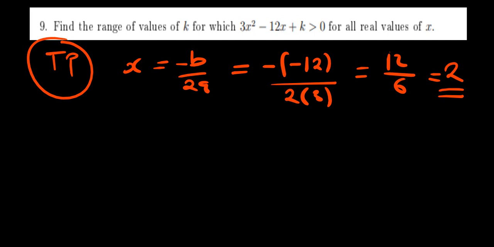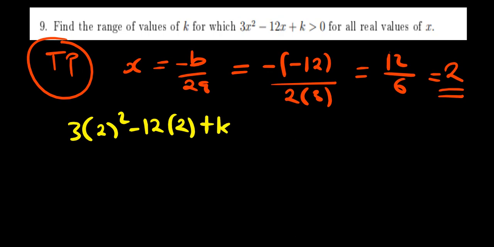Then what about the value of y? You get the same expression, and wherever there is x, you replace it with 2 to find the value of y. So we say 3 times 2 squared minus 12 times 2 plus k, this is greater than 0. Or let me just say it is equal to 0.